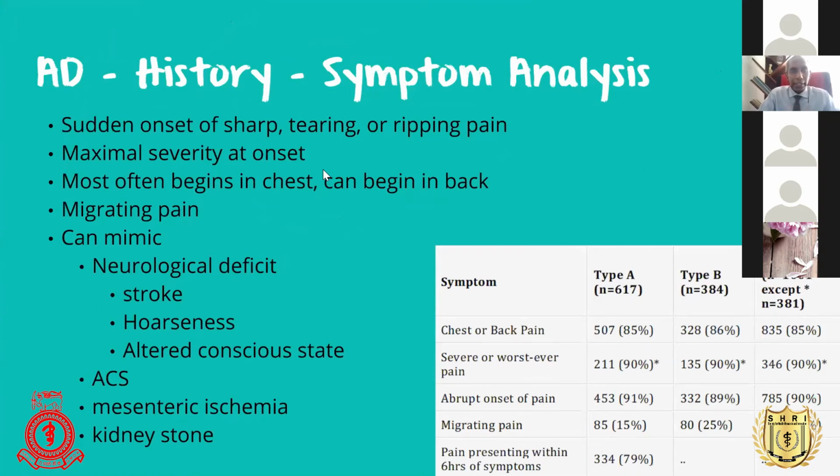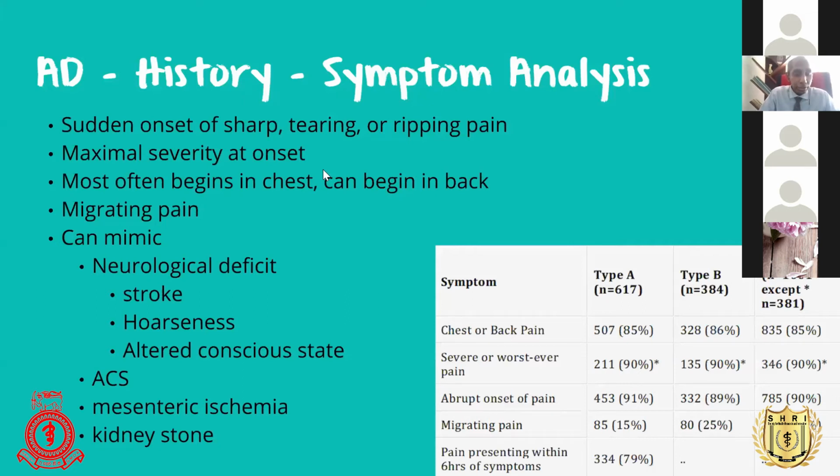It is sometimes described as subarachnoid hemorrhage of the chest. So, sharp, sudden onset, severe pain of the chest which radiates to the back, and it can migrate, and it can present with neurological deficit. As I mentioned, it can involve the other branches. It can present with neurological deficit like stroke, hoarseness, or sometimes altered conscious state.